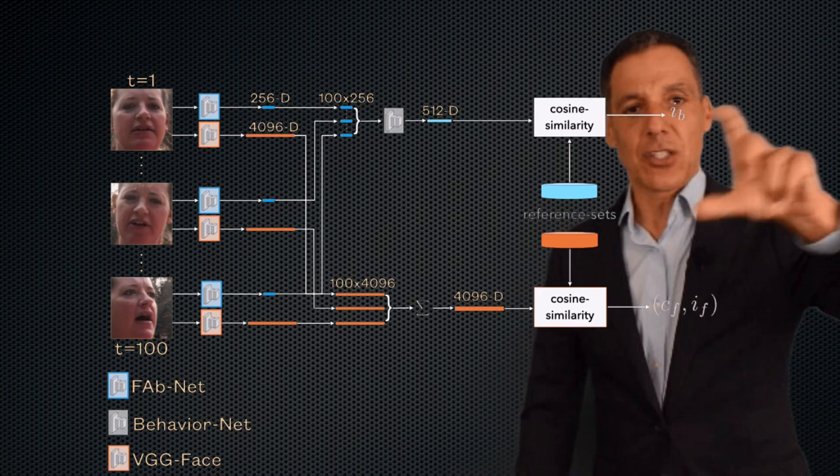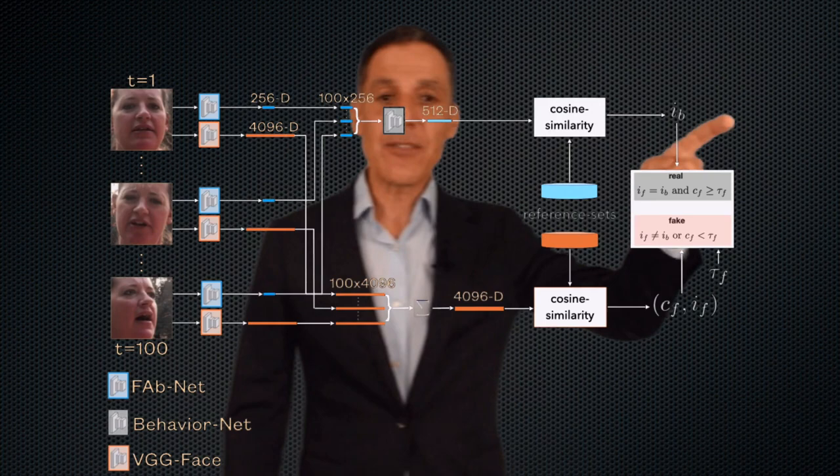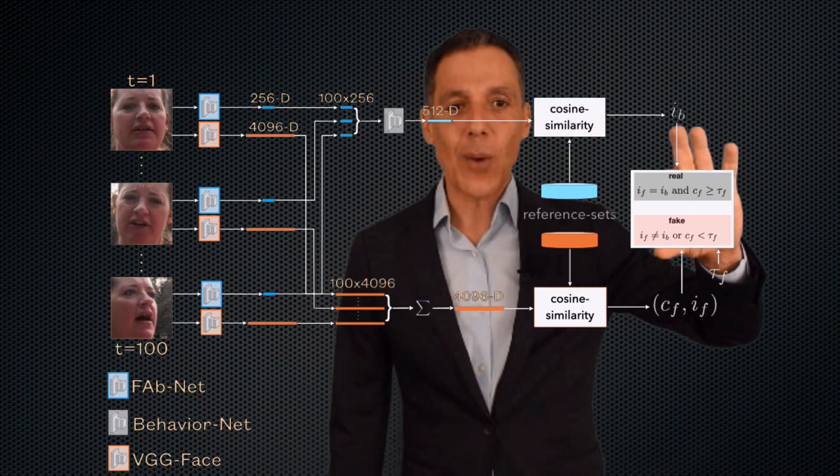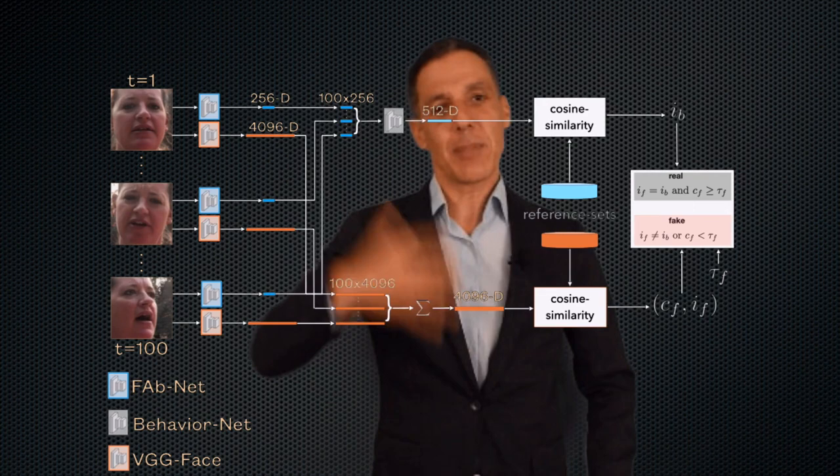So one is, if this is the behavioral components of the person I think it is, well then, the person you find in the reference set, the closest person should be that person, and the facial identity should be that person. And if those two identities match, well, then the video is authentic. If the face matches what's in the reference set and the behavior matches what's in the reference set, well, then it's that person.